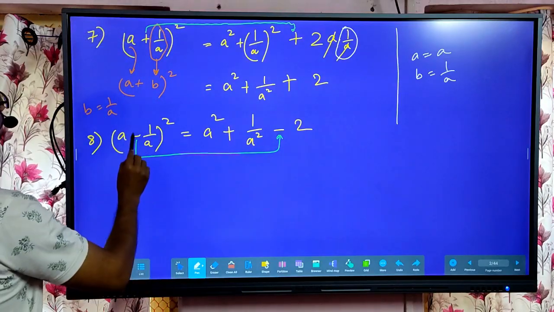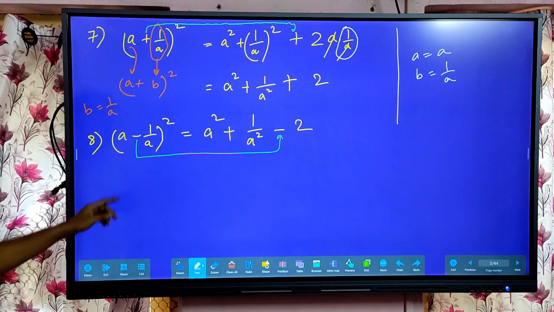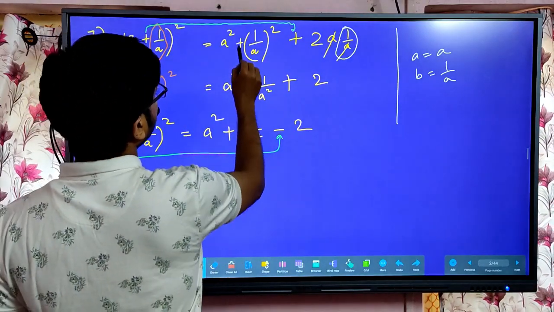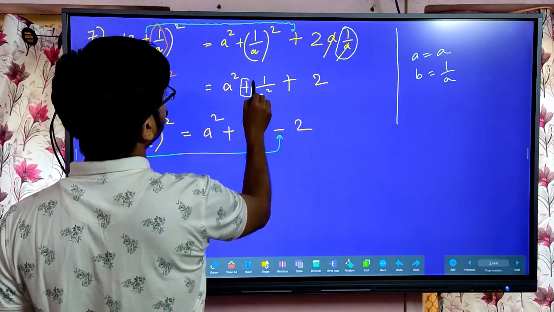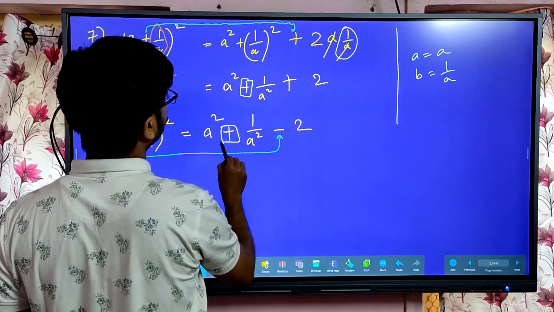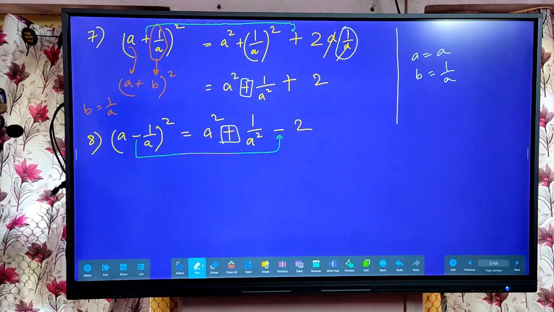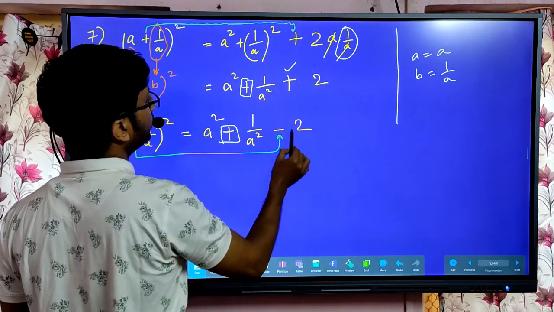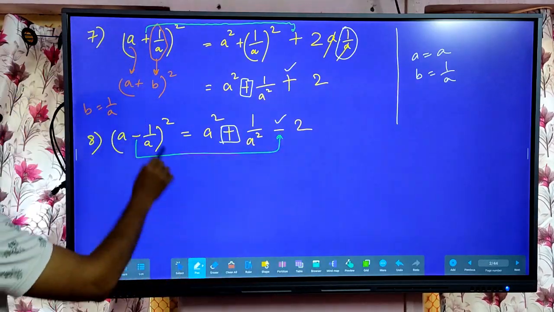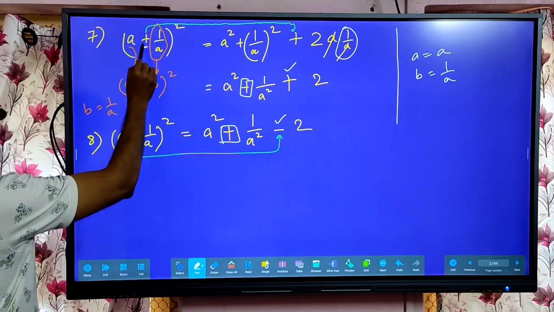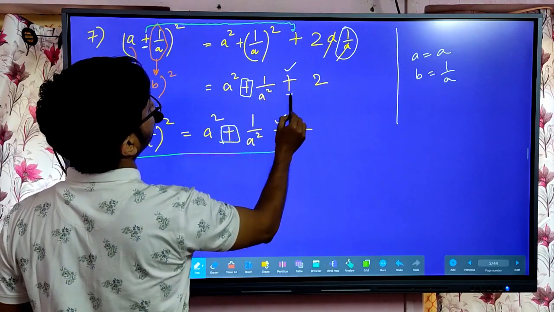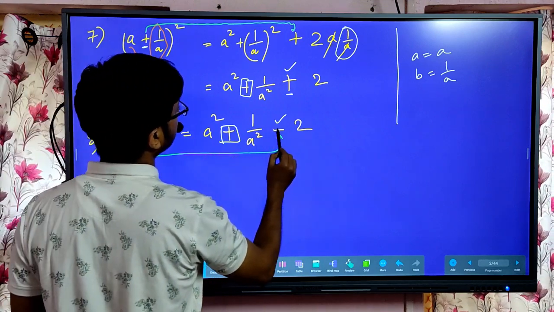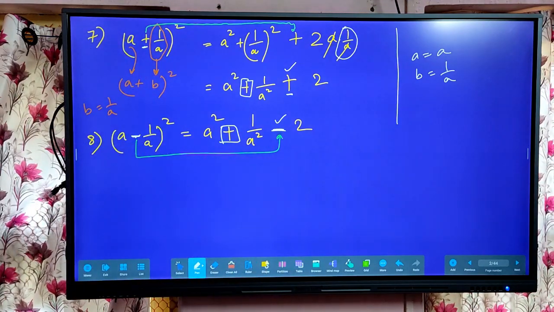In the same way, if we go for minus, then A square plus B square, see, the plus term remains the same. It will be plus here also. Where is the change happening? The change is happening over here. If it is plus, then it will be plus 2. If it is minus, then it will be minus 2. Understood? Okay.